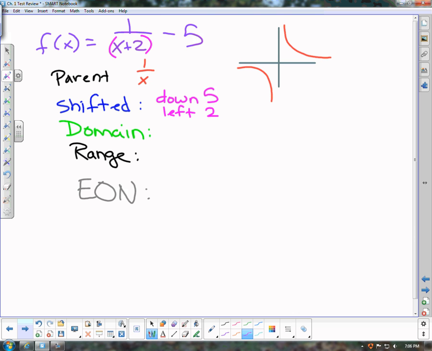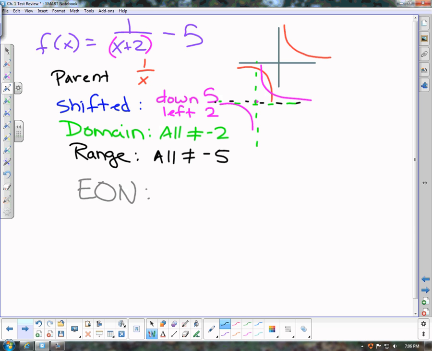And so this whole thing is going to go down 5 and left 2, and so it's going to look like that as far as how it's graphed. The domain is going to be all except for negative 2, because if you substitute a negative 2 into that, you'd get 0, and you can never divide by 0. The range in this case is going to be all except for negative 5, because that's this right here.